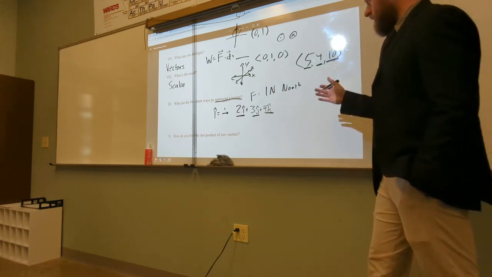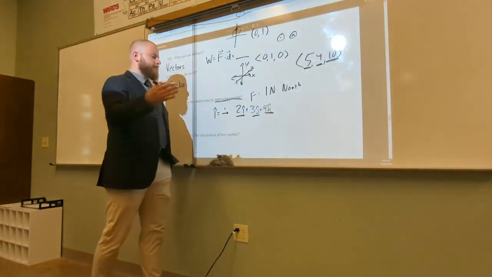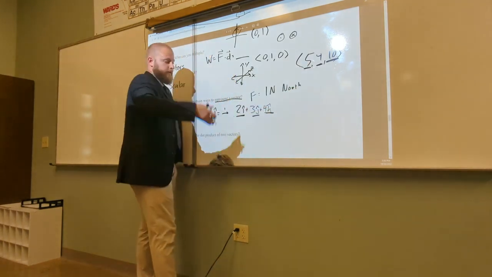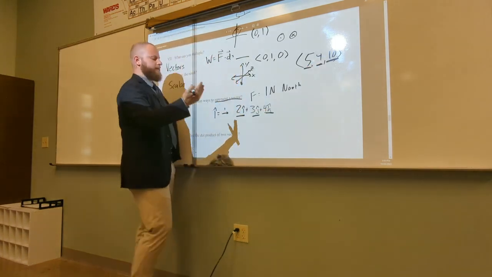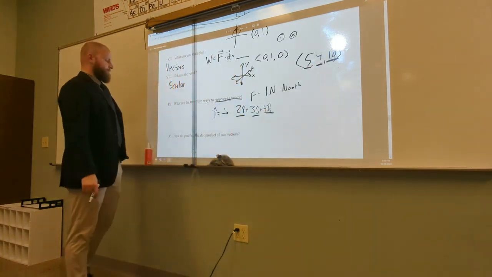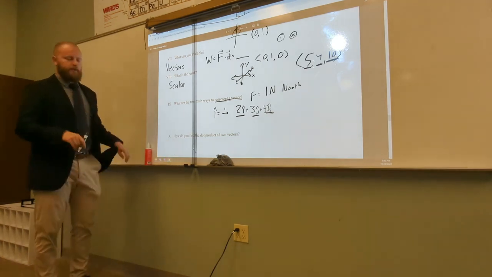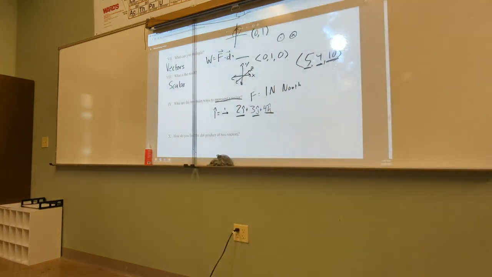So the thing to remember is i hat, or this first part here, is in the x direction. j hat, or the second part here, is in the y direction. And then k hat, or this third part here, is in the z direction. Okay? So, finally, how do we actually find this dot product, right? So we now know how to represent vectors, okay? But how do we actually find that dot product, okay?